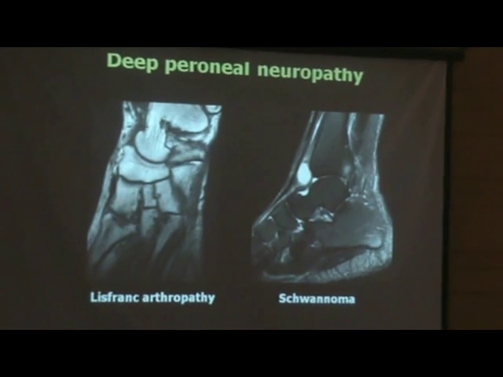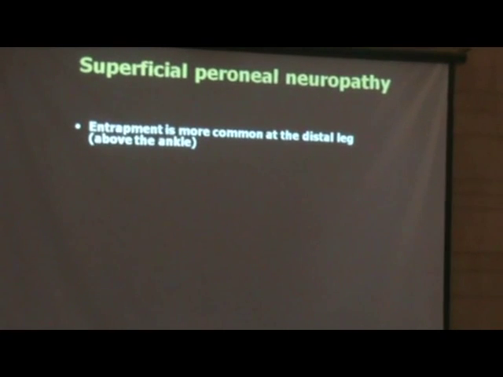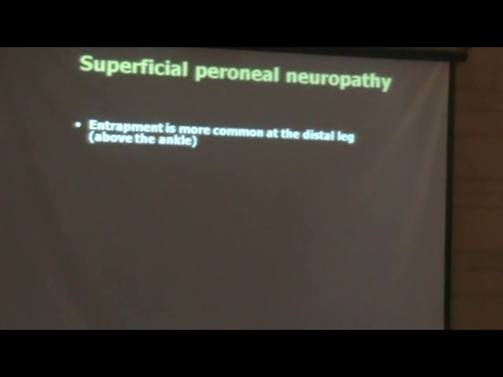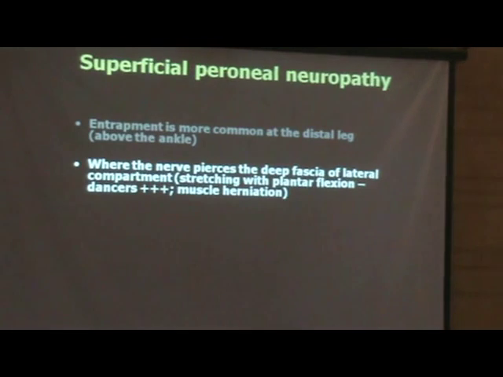We may have entrapment at this level, and this is an example of a schwannoma of the deep peroneal nerve. And the superficial peroneal neuropathy, the entrapment here, this is not for our lecture. The entrapment is more common at the distal leg, so it's above the ankle, it's not about the ankle. It is exactly where the nerve pierces the deep fascia of the lateral compartment, as I show you in the drawing.